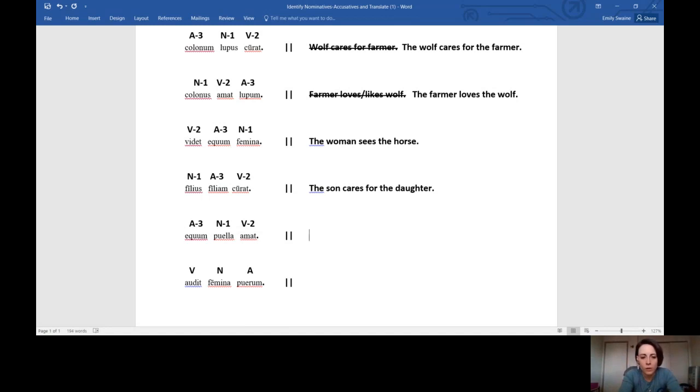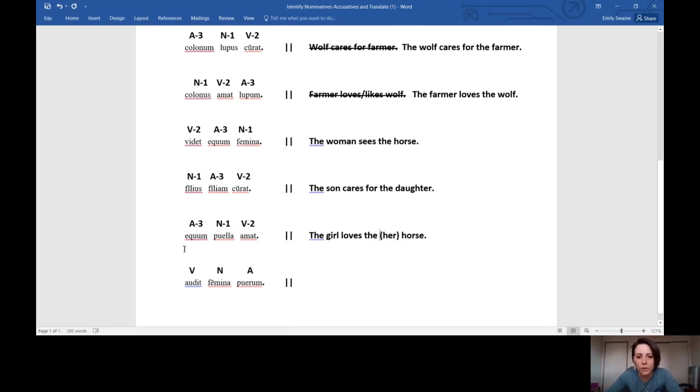All right, so we start with our N1, the girl, and then amat is our verb, loves or likes, and then equum is our direct object, so the horse. So the girl loves or likes the horse. She loves the horse. It's her pet. How about we just say she loves him? The girl loves the horse. We could even say in English the girl loves her horse as well.